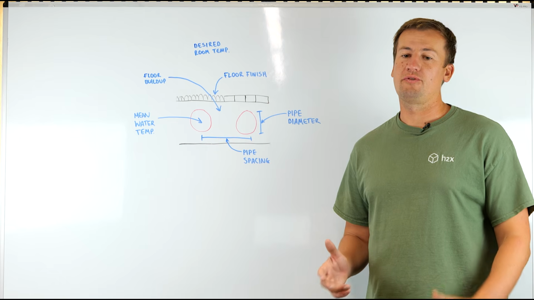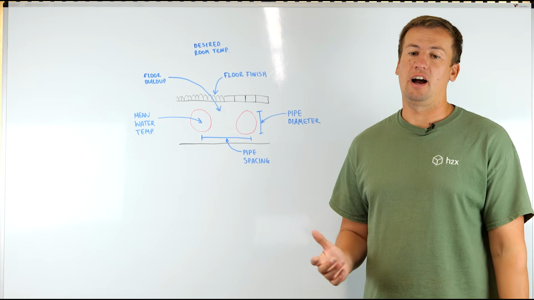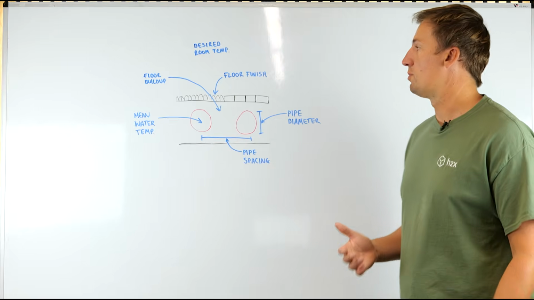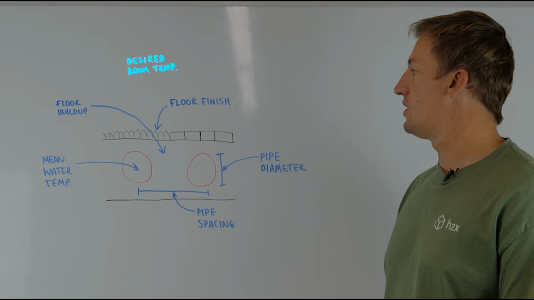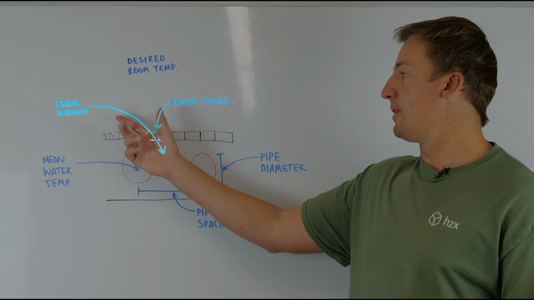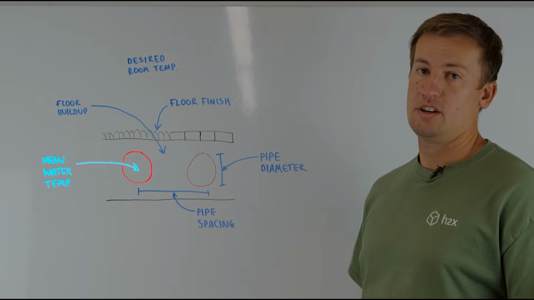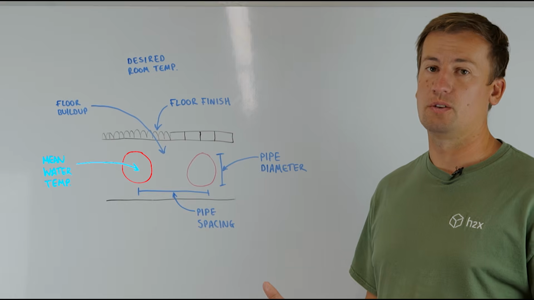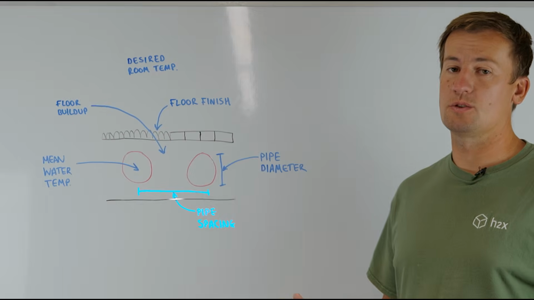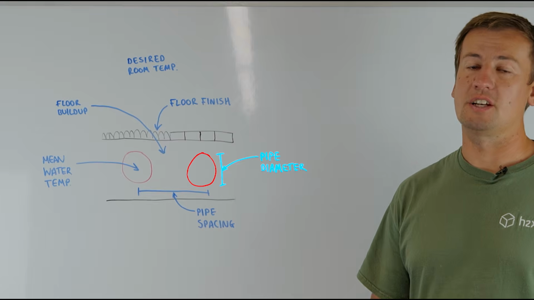To design a system, we first need to understand the variables. Some are dictated by the architect and others are up to us as engineers to decide. The variables that we'll be looking at are the desired room temperature, the floor finish, such as carpet or tile, the floor buildup, which is typically screed, and then we have the mean water temperature, so that is the average of the flow and return water through the pipes, the pipe spacing, which is the distance between the pipe centers, and lastly, it's the pipe diameter and the material.